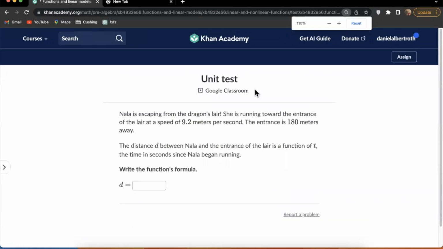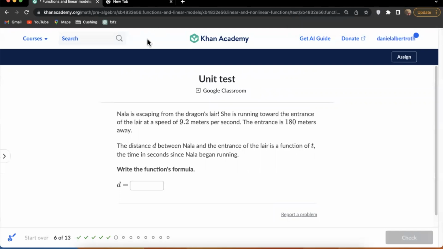All right. This says Nala is escaping from the dragon's lair. She is running towards the entrance of the lair at a speed of 9.2 meters per second. Run, Nala, run. The entrance is 180 meters away. So we have the entrance here, and it's a distance of 180 meters. And Nala is running towards the door at 9.2 meters per second. So after 1 second, she's gone 9.2. After another, she's gone 18.4. Keep adding that, 27.6. So she keeps adding 9.2 every time.